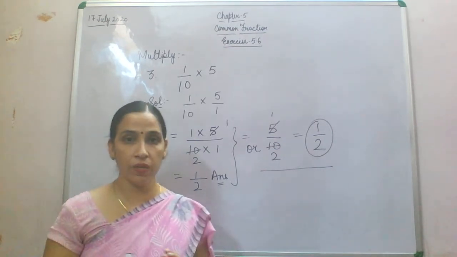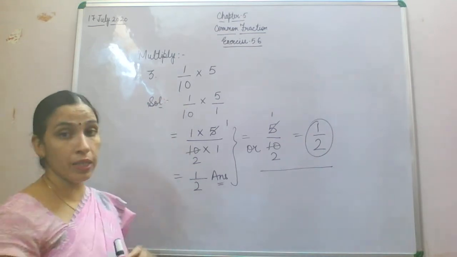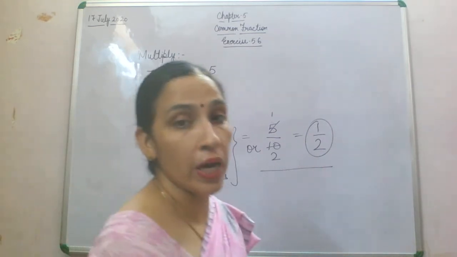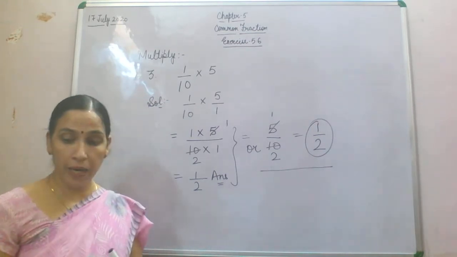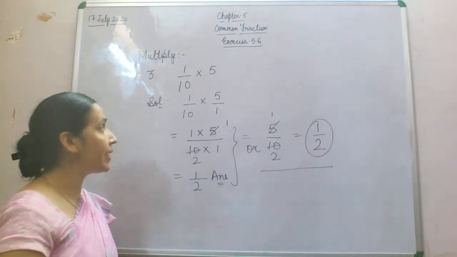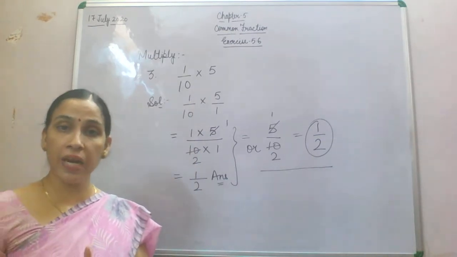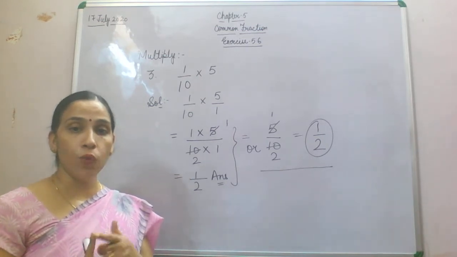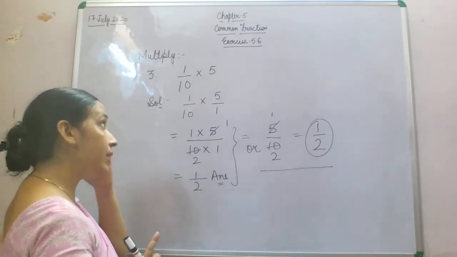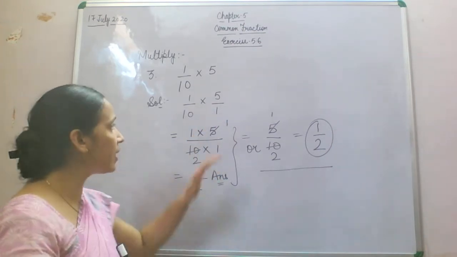See what I have told you. You have been given this question. See this question again. You have been given the unit fraction 1 by 10 multiplied by 5. Now 1 by 10 is a unit fraction, and 5 is a whole number. Then what I told you is that when nothing is there, you write 1 in the denominator. So we will write 1.